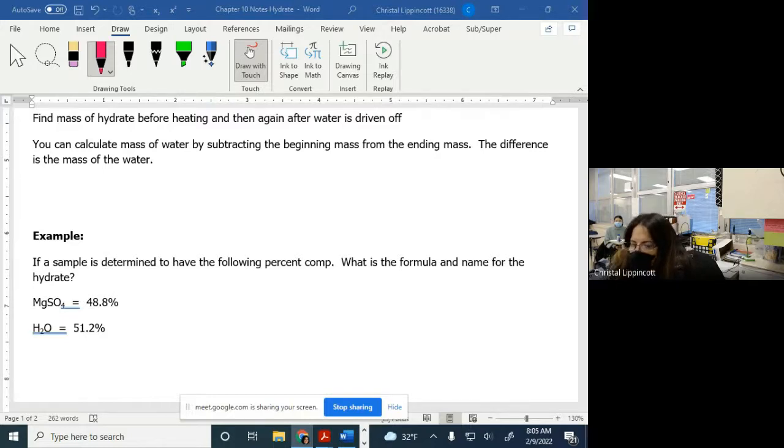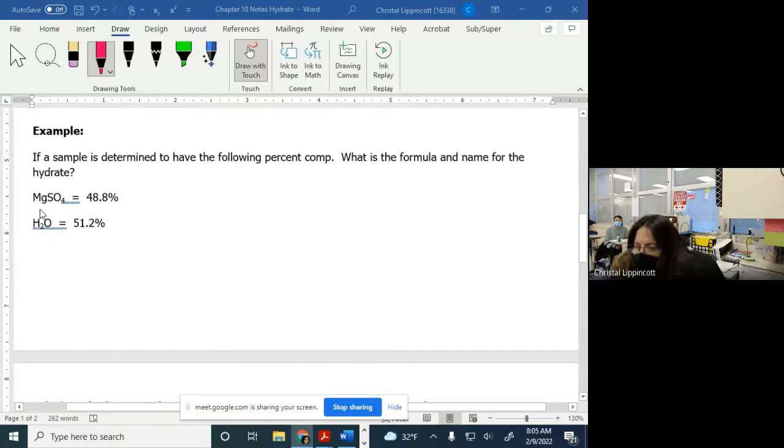Okay? So here we have magnesium sulfate and we have water. And this is actually, if you've ever heard of Epsom salt, sometimes athletes and different people, if you have a sore muscle or that sort of thing, you'll soak in a bath, or if your feet are hurting, you can do a foot bath. You can put that in there and it helps bring down the swelling. Okay. But magnesium sulfate then is 48.8% of the crystal, and then 51.2% water.